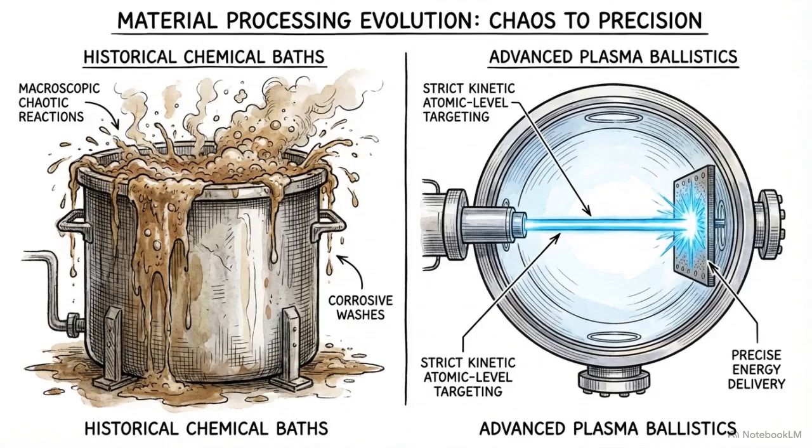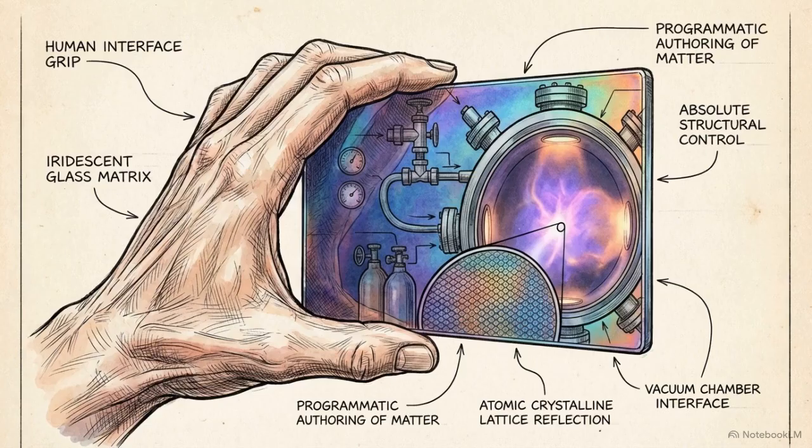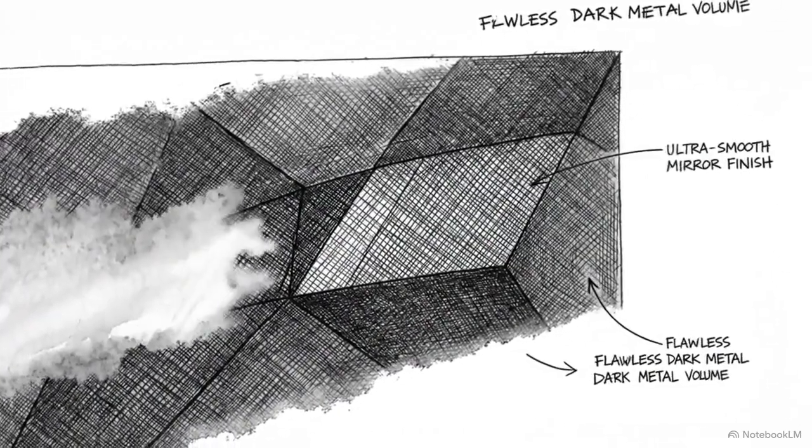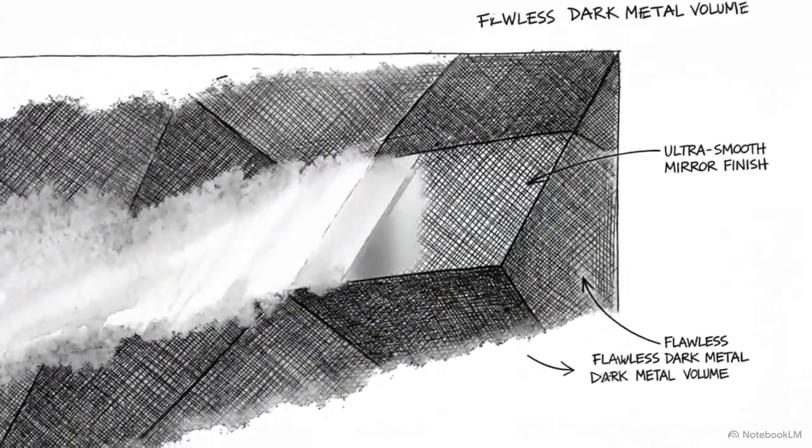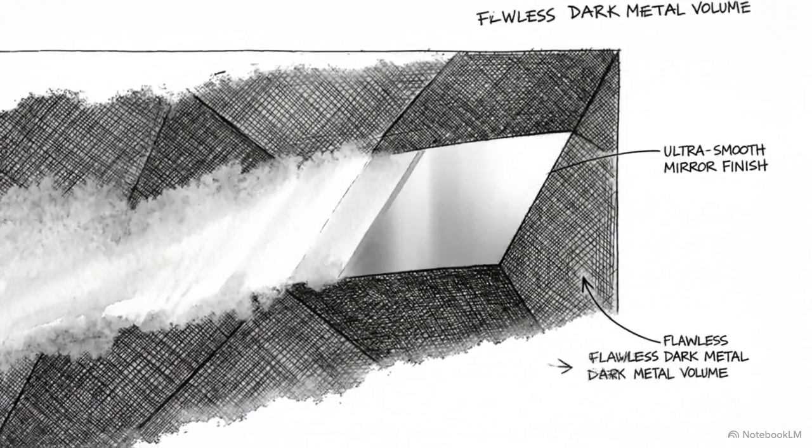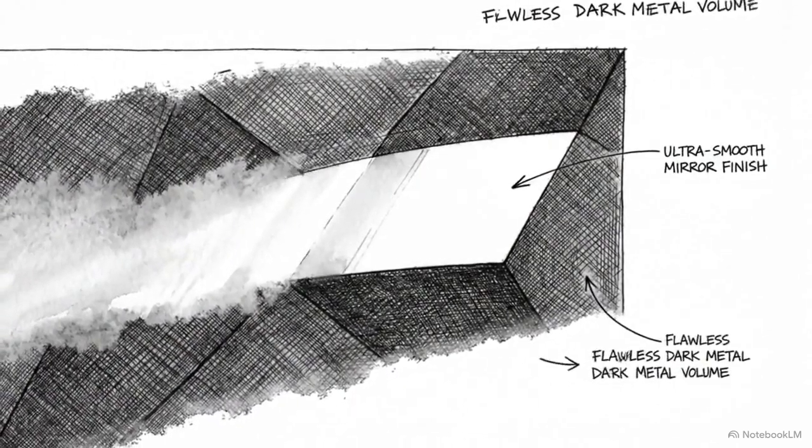Physical vapor deposition operates as a method of atomic-level ballistics, replacing macroscopic chemical washes with strict kinetic control over surface physics. Sputtering allows for the programmatic authoring of matter. By actively balancing electromagnetism and thermodynamics, engineers exert absolute control over the structural, aesthetic, and functional identity of a material.